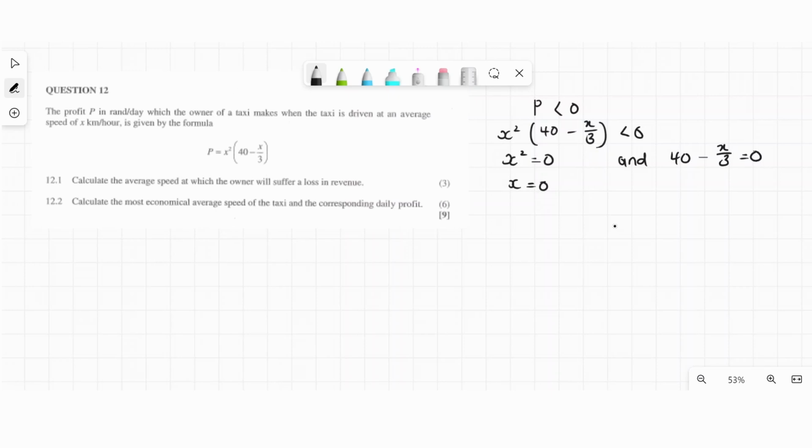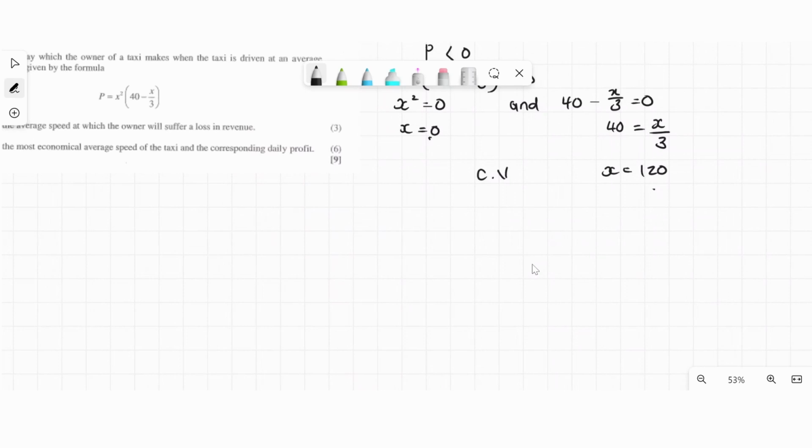Take the x divided by 3 to the other side. I'm going to get 40 equals what? x divided by 3. Multiply 40 by 3, and x is equal to 120. So these two are going to be what? Your critical values, which I'm going to call CV.